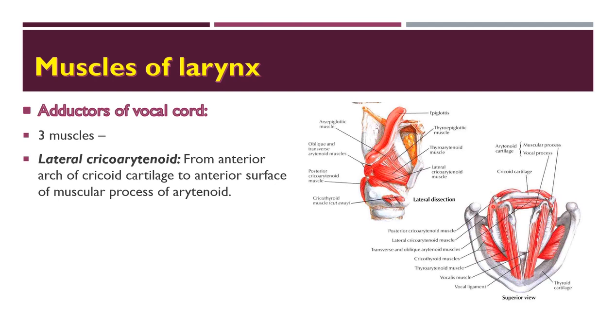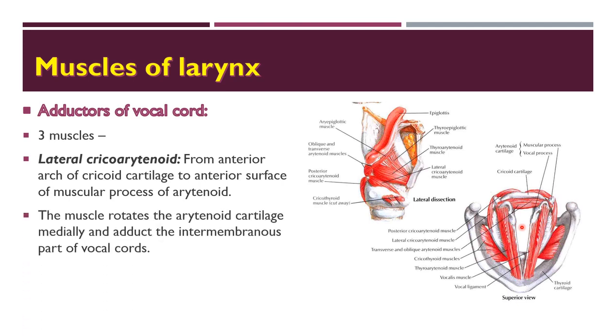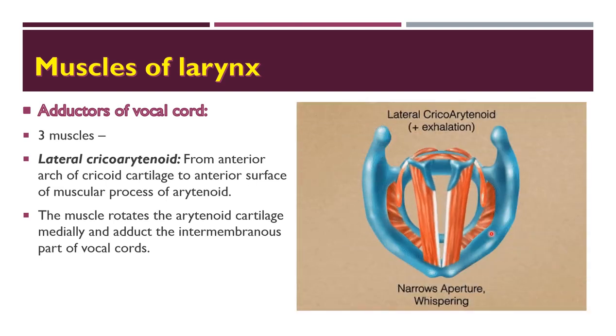So when this muscle acts, when it pulls, the muscular process will be brought forward and medially, and it will actually adduct the vocal cords. Okay, this is again brought about by the rotation at the same cricoarytenoid joint. While the posterior cricoarytenoid is pulling backwards, the lateral cricoarytenoid will pull the muscular process forwards. So you are able to see, that is the adduction. This is by the action of the lateral cricoarytenoid muscle, which you are able to see here. So the muscular process is pulled forwards and medially, and the vocal cords adduct.